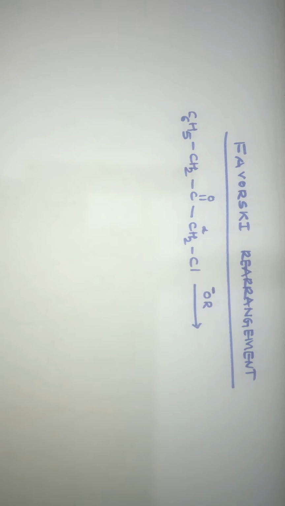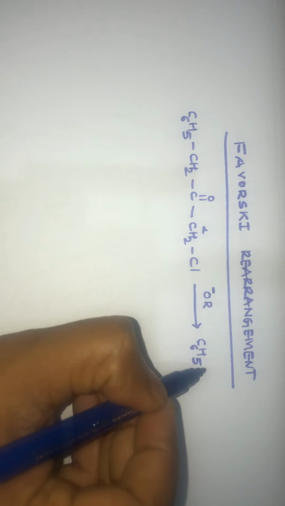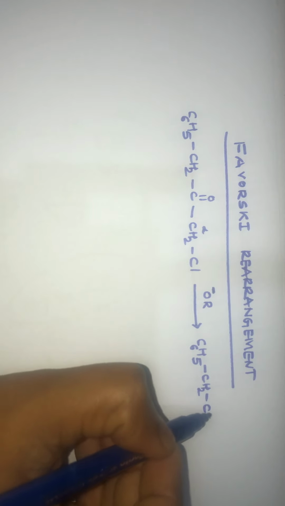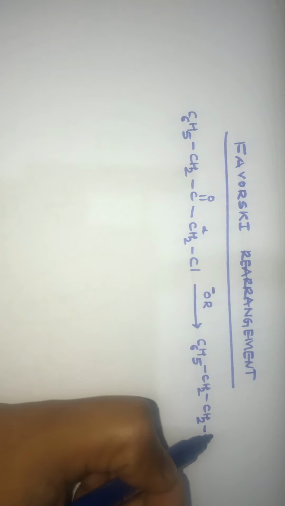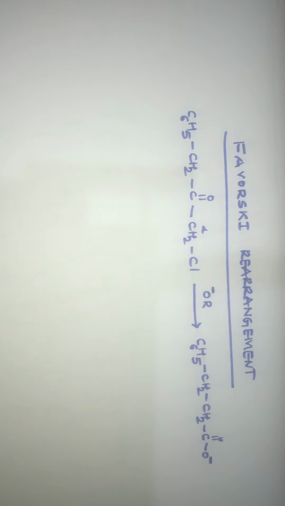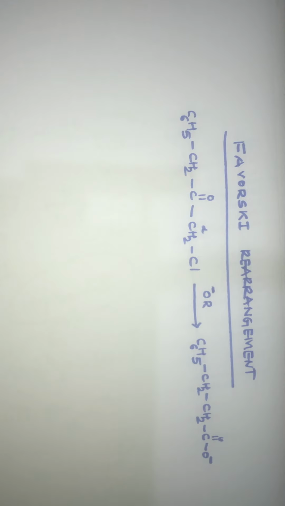In presence of an alkoxide ion, the rearrangement takes place. C6H5, CH2, and an ester skeleton is formed. We'll go through the reaction so that you will have a clear idea regarding this. C double bond O, O minus, or R is what you can write it as. So you get an ester there.